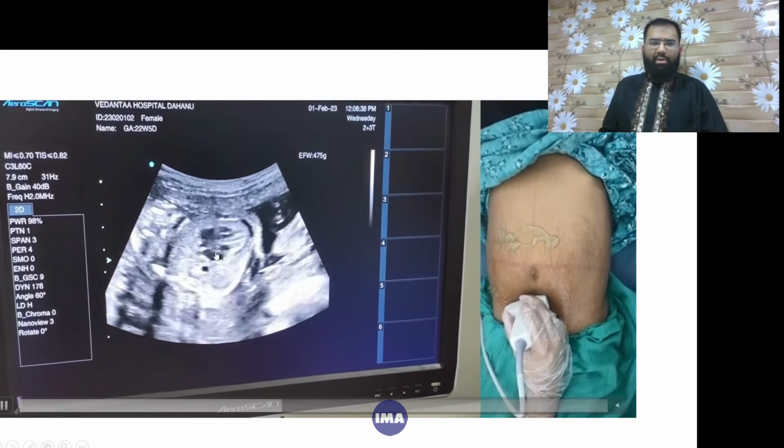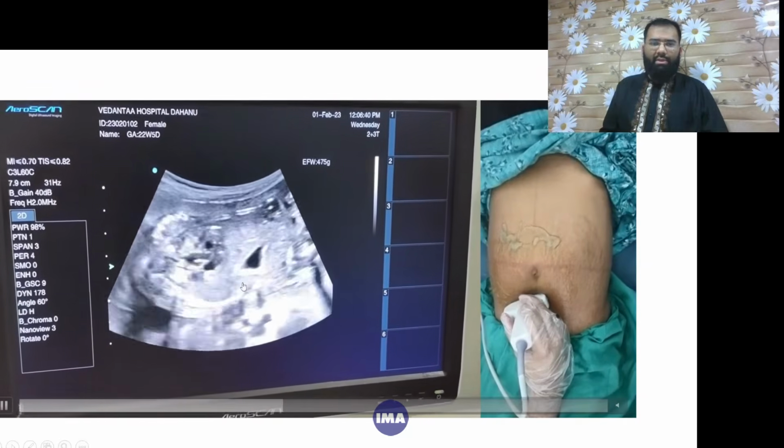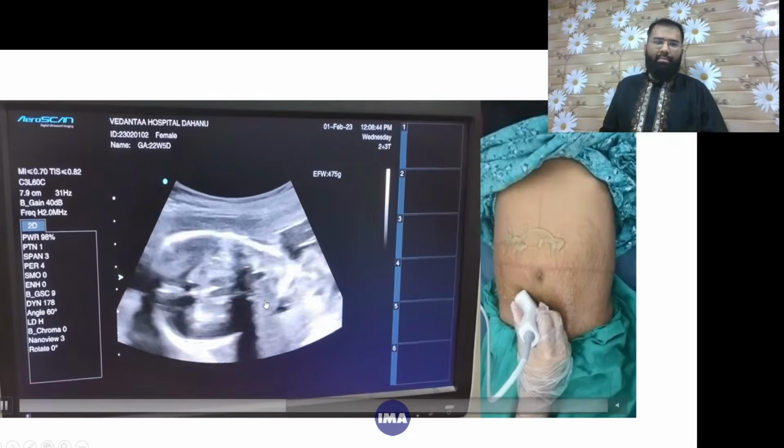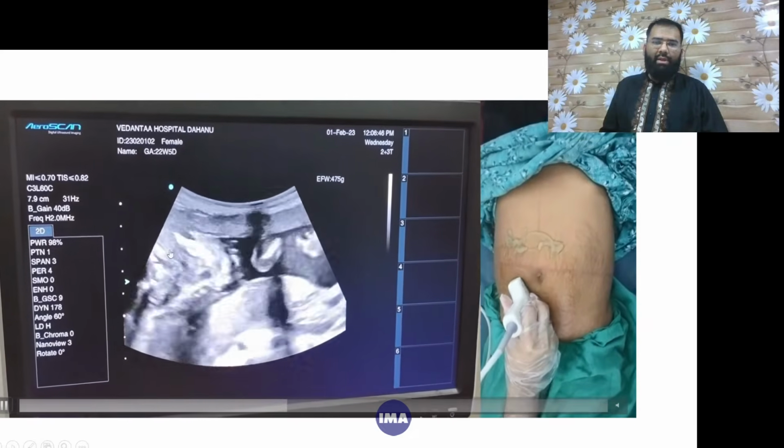So now here you are able to see the pulmonary artery. This is the heart which is functioning. You are able to see the stomach bubble below the diaphragm. This is the fetal head.